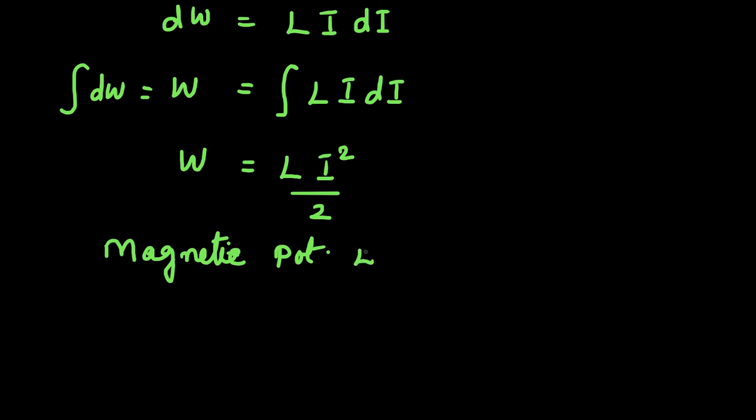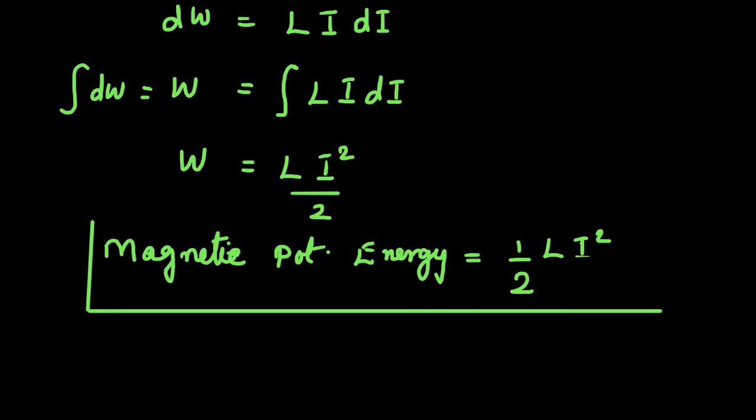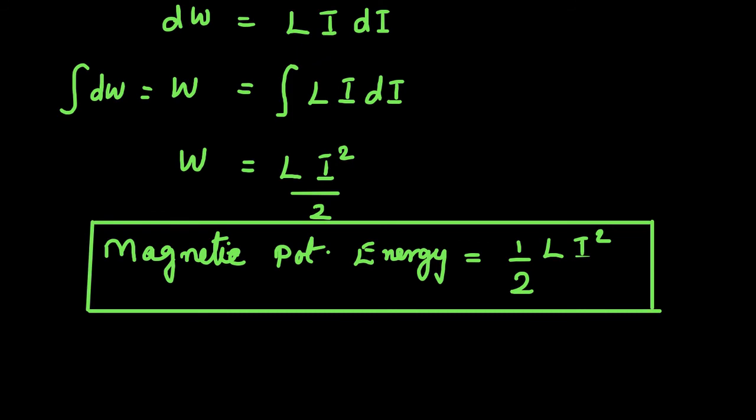Magnetic potential energy. So the magnetic potential energy stored in the inductor is half L I square, if L is the self-inductance of the inductor, and I is the current passing through the inductor.